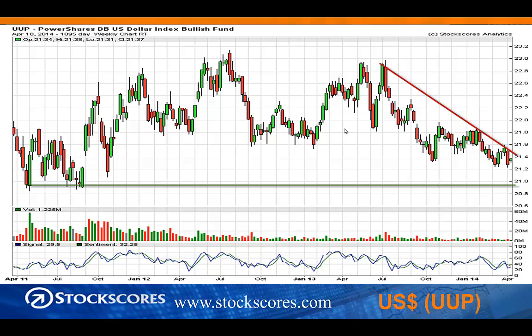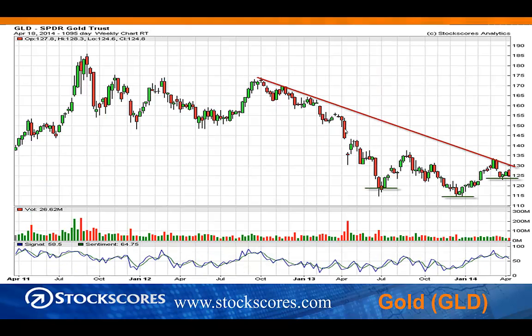US dollar in a downward trend. It is bumping up against that long-term downward trend line that's been in place since the summer of 2013. It has more downside until it gets to important support levels. I've drawn that in green, and so my outlook remains bearish for the US dollar.